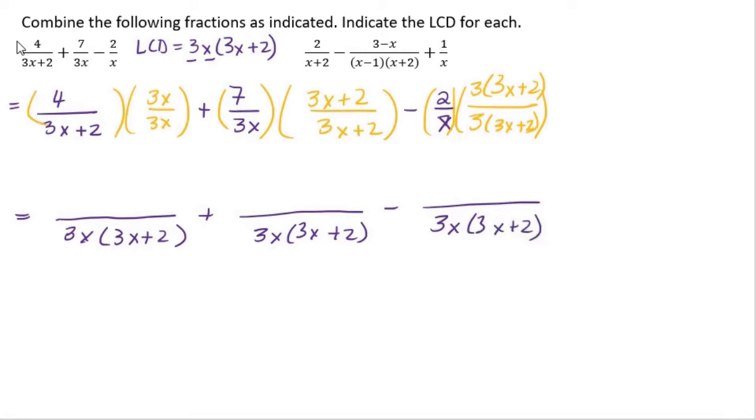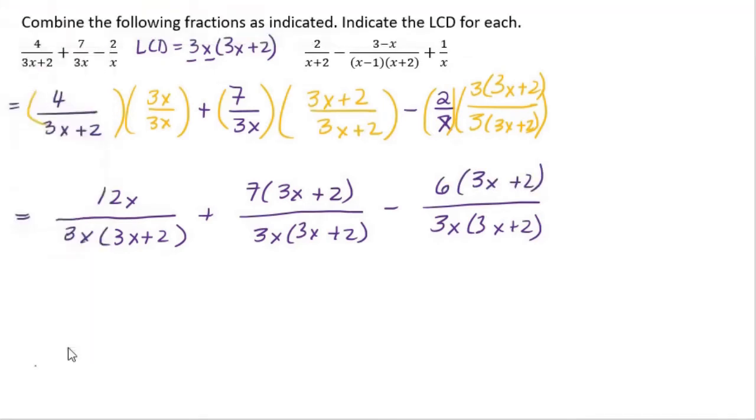And now multiply the numerators. 4 times 3x is 12x. 7 times 3x plus 2. Well, maybe I'll write this out and then use distributive property in my next step. And here, negative 2 times 3x plus 2. I'll simplify a bit by multiplying the 2 and the 3. So I get 6 times 3x plus 2.